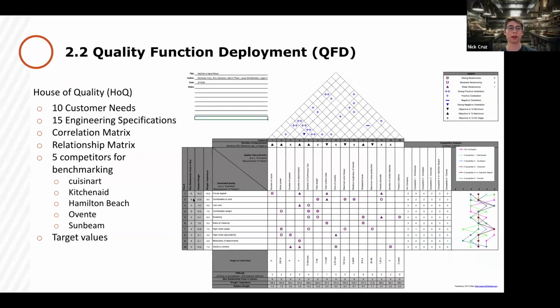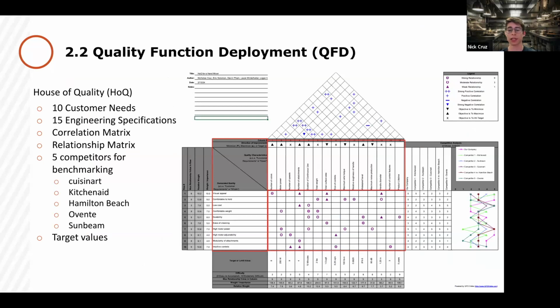The next step was to develop the Quality Function Deployment, or QFD. QFD is a process and set of tools, including the house of quality shown here, used to help define and translate customer requirements into engineering specifications and measurable design targets. We started off with 10 customer needs gathered from the interviews and 15 engineering specifications to help meet those needs.